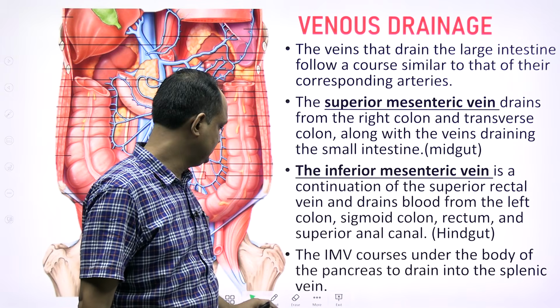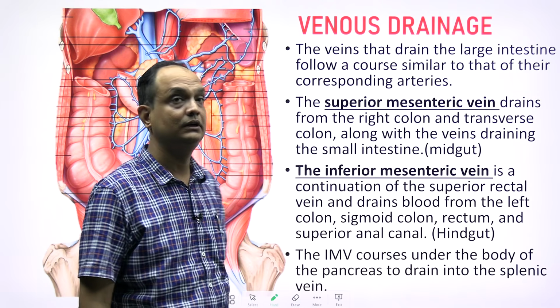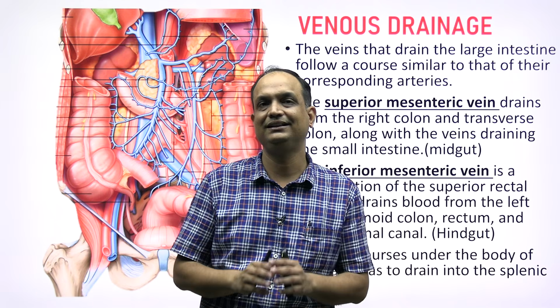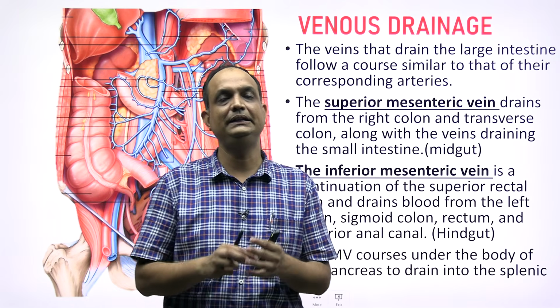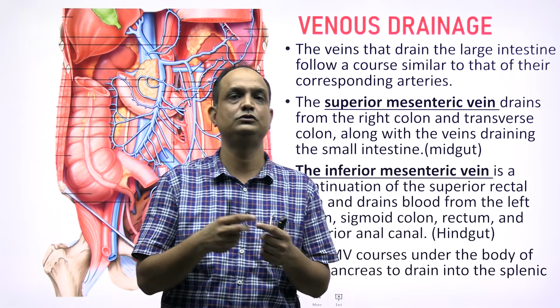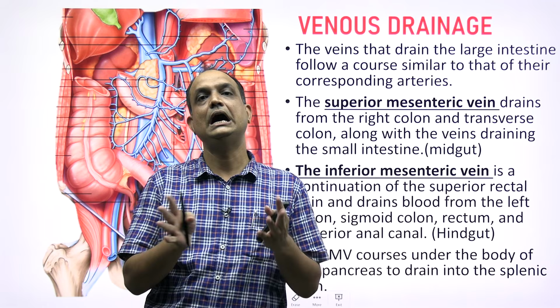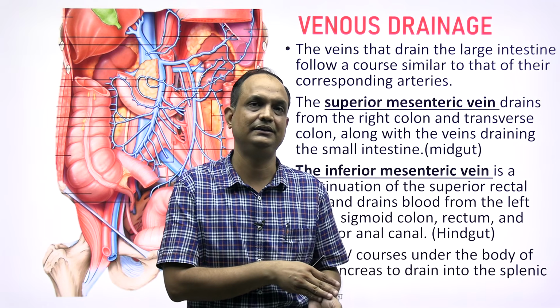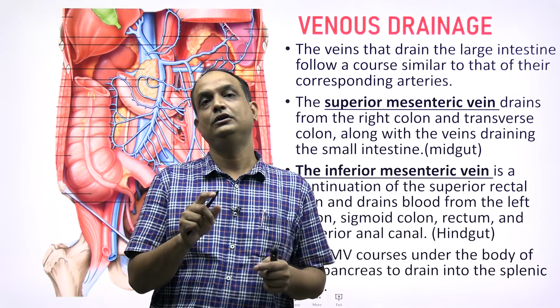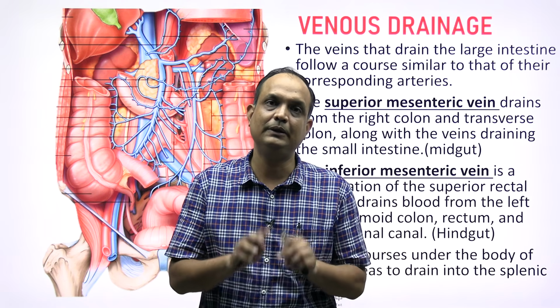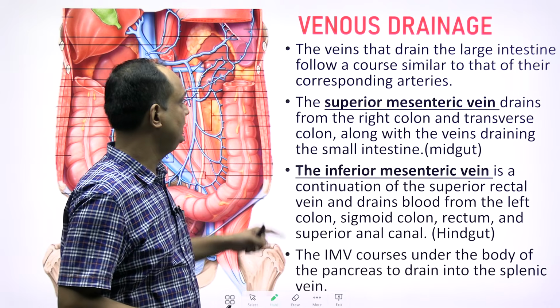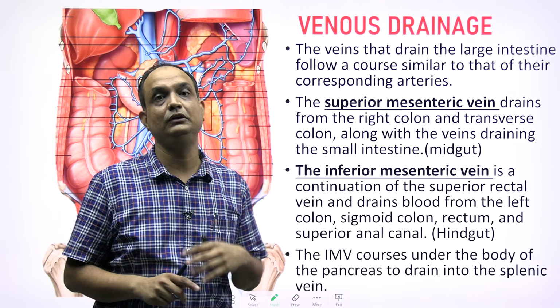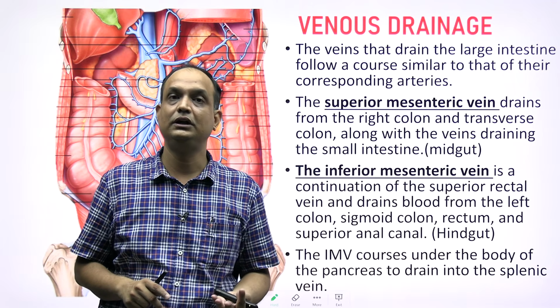Now, what is the venous drainage of your colon? So, we know that the venous drainage of the colon follows the arterial pattern. What does it mean? That the midgut drains into the superior mesenteric vein and hindgut drains into the inferior mesenteric vein, but up to your pectinate line. Below the pectinate line, the blood will go into the systemic vein. Now, here you will realize that these veins will go and join the portal system.